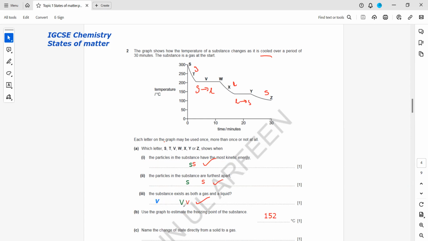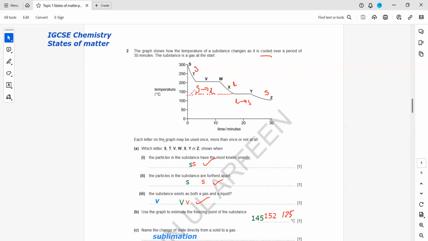Then we have to estimate the freezing point. Freezing point means when a liquid is turning into a solid, so that is the freezing point. So when we draw the line, this line is not 150. So you cannot say 150. 150 is not correct. Why?